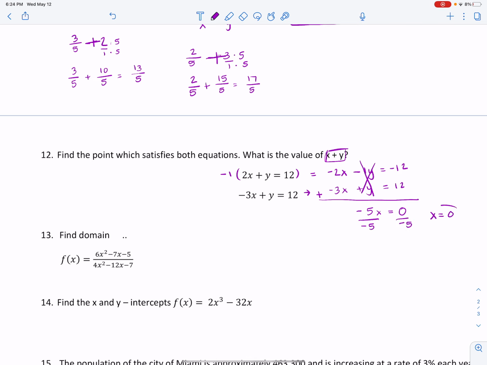So x equals 0. Now I need to find the y value. So pick either of your original equations. So 2 times x is 0 plus y equals 12. So 0 plus y equals 12. So y equals 12. But now for my answer, they want me to add them. So x, 0, plus y, 12, is 12.